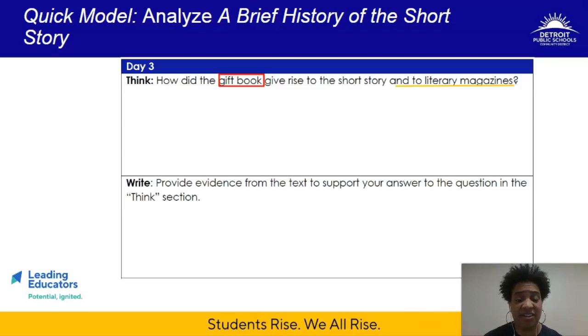So starting with your think activity, the question is, how did the gift book give rise to the short story and to literary magazines? Emphasis on gift book, and you remember that term. It's used in the first paragraph of the text, if you can recall from our first and close reads, which is why this should seem very familiar to you, and to literary magazines.